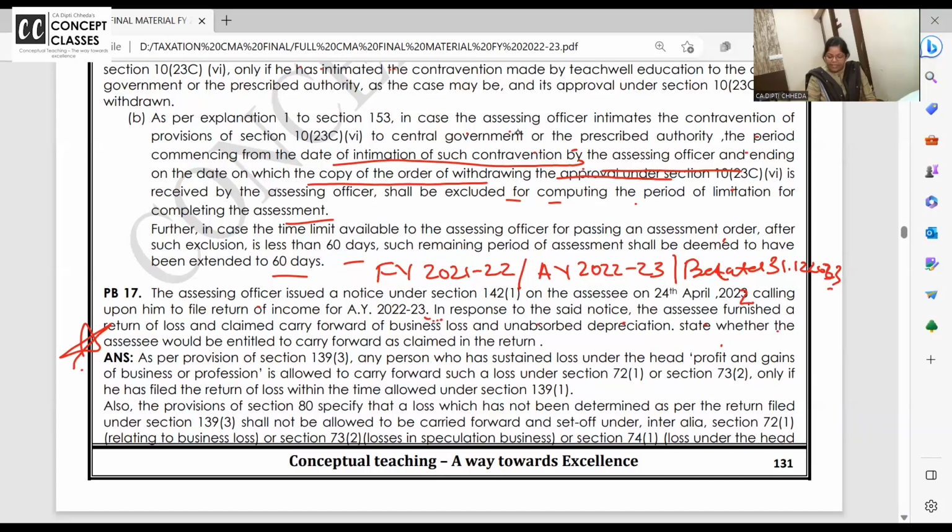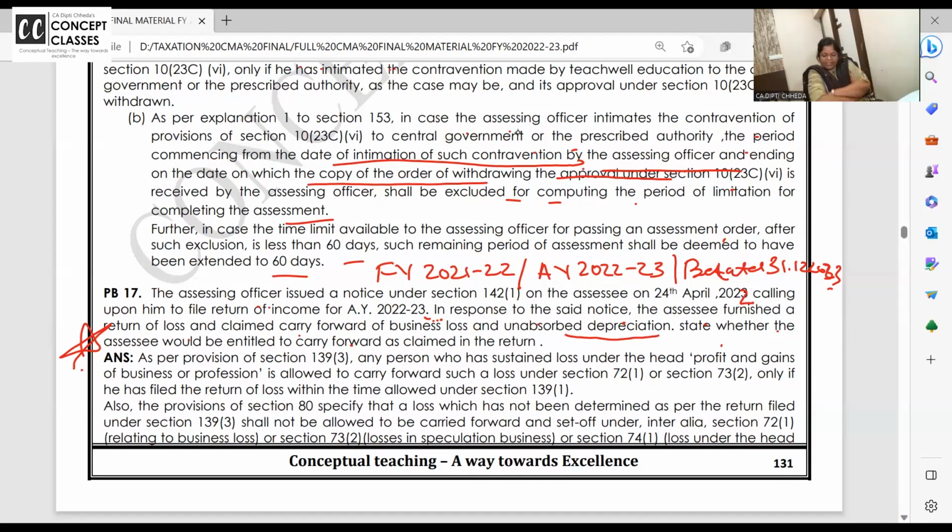One second, one second. So, one second, date, I'm just checking if there is a mistake or not. You all know that return of loss should be filed on time to carry forward the benefit. Business loss and unabsorbed depreciation can be carried forward. Business loss or loss from house property and unabsorbed depreciation can be carried forward. State whether the assessee would be entitled to carry forward the loss.